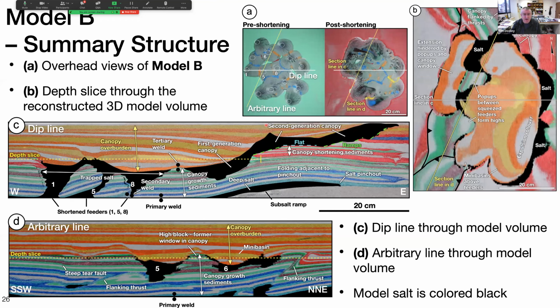Okay, so just a kind of synoptic here. Here's the overhead pre-shortening here, post-shortening overhead here. Here's a slice through the actual model volume, which is indicated here. That's the height that you see it on there, and it's actually on here. And a dip line through here, and an arb line that runs through here.